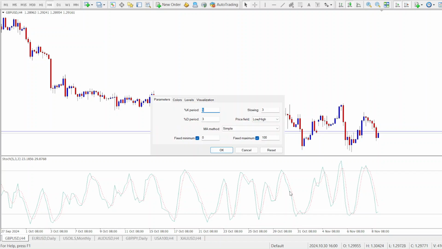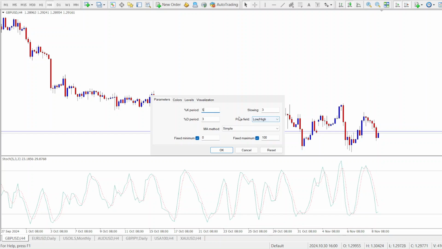One of the common default settings for the stochastic oscillator is a 5 K period, 3 D period, and 3 slowing. You can see I reset it. This is the default settings. But for day trading, you will often want to adjust these values to fit the shorter time frame you are trading on.